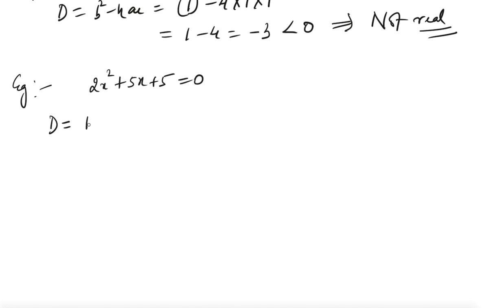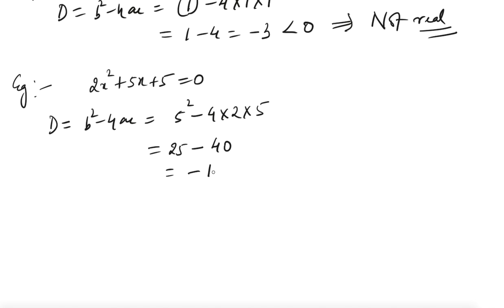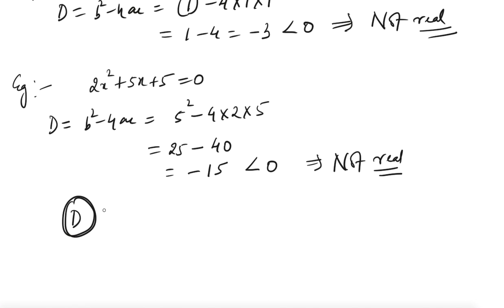So I'll find capital D. B square minus 4ac, 5 square minus 4 into 2 into 5. 25 minus 40, which is equal to minus 15. Correct? Less than 0, hence roots are not real. Hence this finding D is very crucial. This will tell you whether the roots are real, not real, or whatever it is.